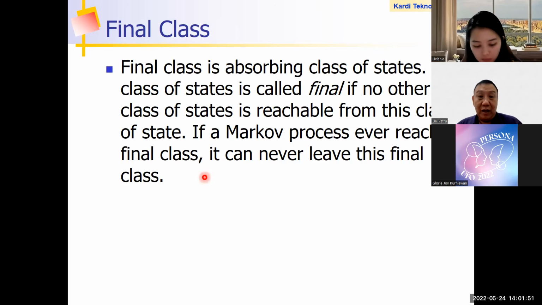If it is a component instead of a state, we call this a final class. What is a final class? It is an absorbing component, that from any other place you can go there, but once there, you just stay inside. You cannot leave that final class.